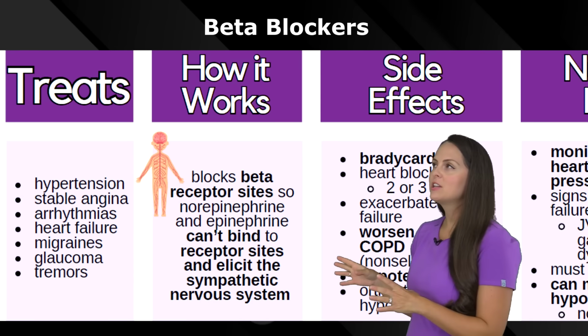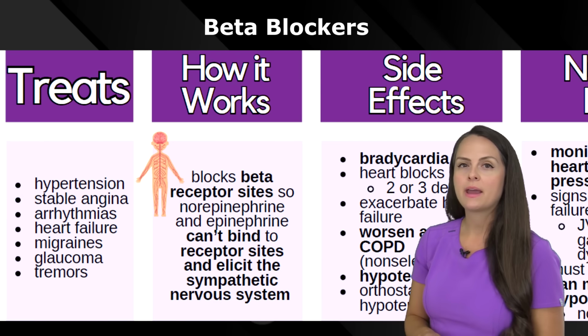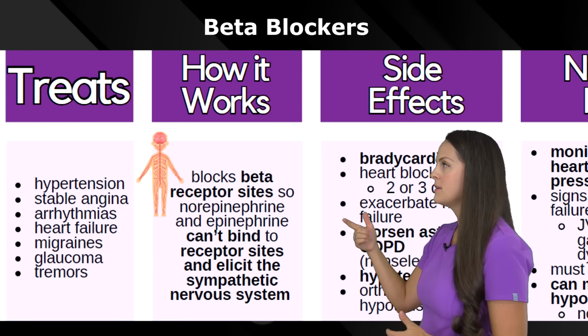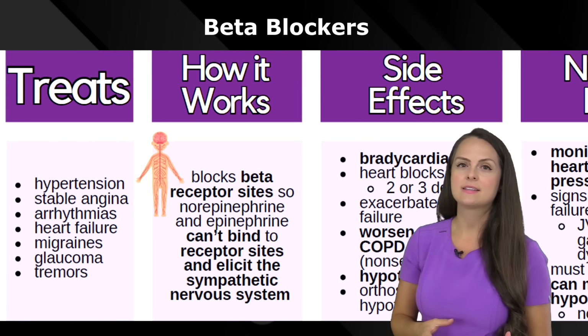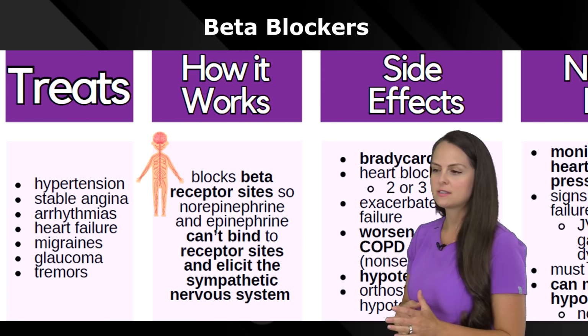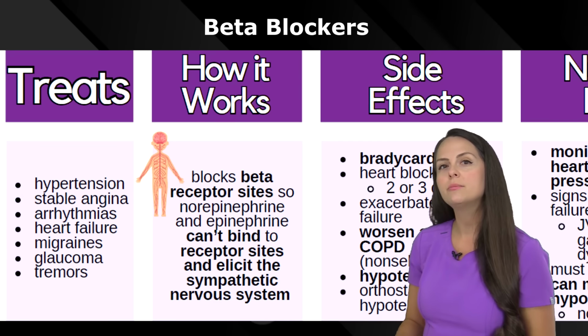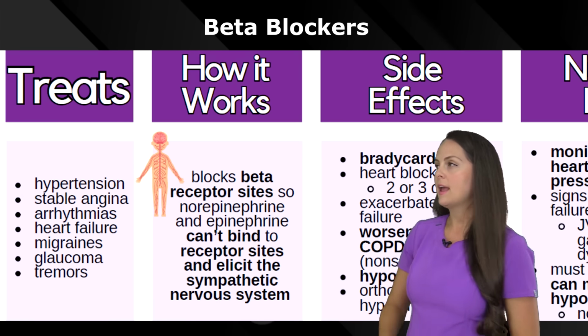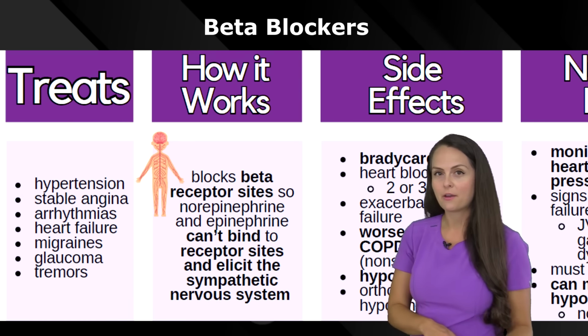So how this medication class works is that it blocks beta receptor sites. So we don't get norepinephrine and epinephrine binding to these receptor sites. When we can prevent that, we don't elicit the sympathetic nervous system. So we can help things chill out a little bit, which is beneficial when you have hypertension, some angina, and tremors and things like that going on.